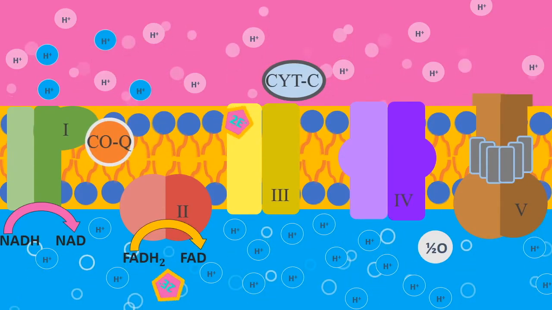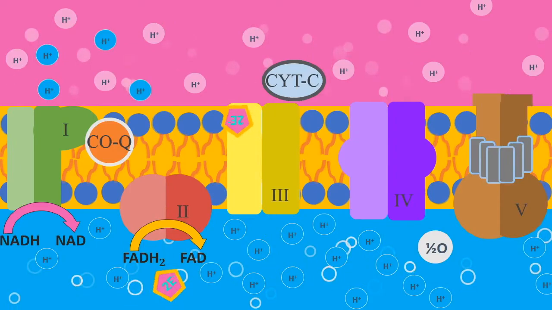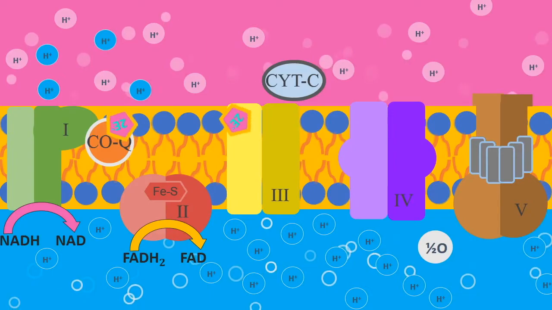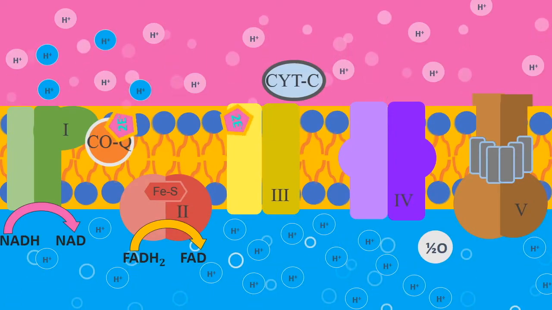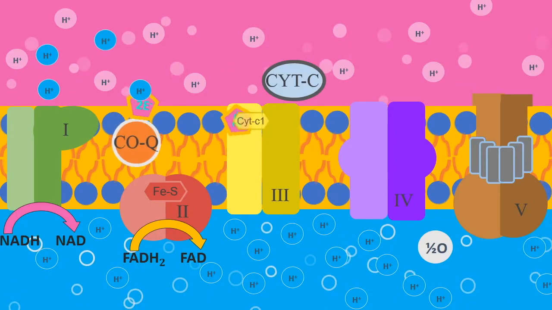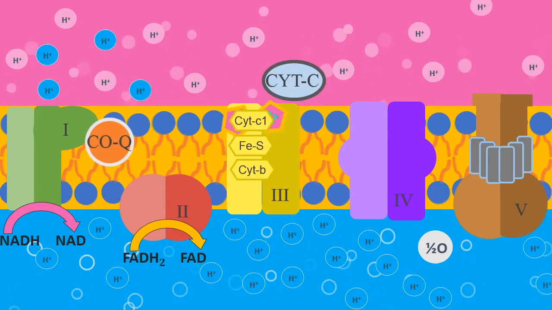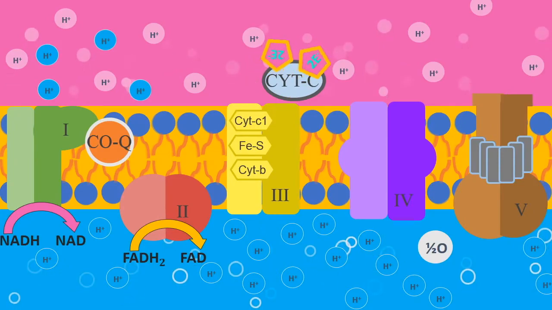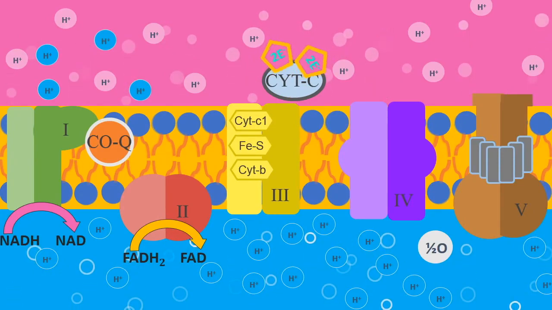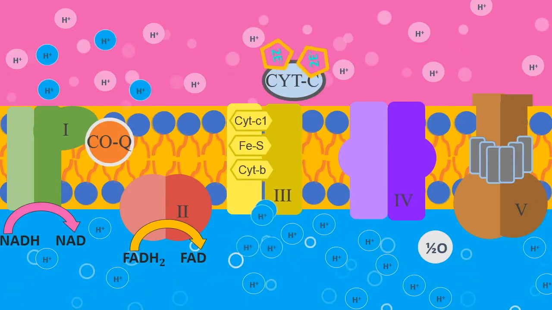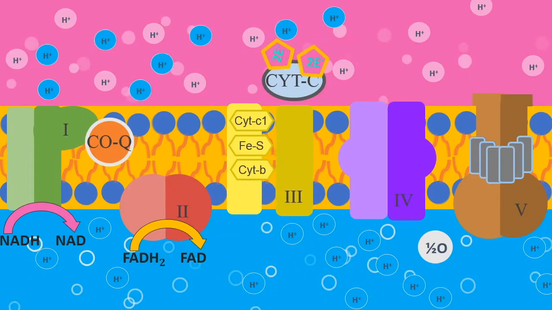The second source of electrons is the FADH2, and FADH2 donates its electrons to complex 2. And again, these electrons are transported to complex 3 through coenzyme Q. Electrons received by complex 3 are then transferred to cytochrome C. The redox reactions again pump 4 hydrogen ions into the intermembrane space.